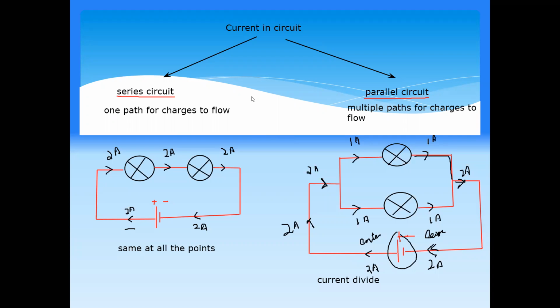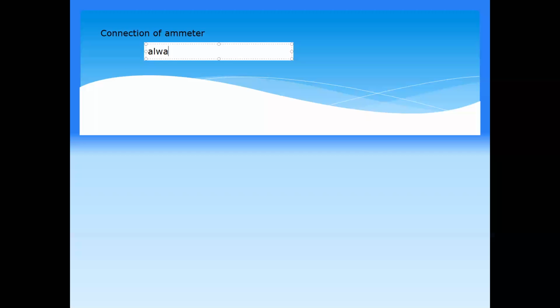If you want to measure the current in the circuit, how can we measure it? We can use an ammeter. So, connection of an ammeter. Sir, is an ammeter the same as a voltmeter? No, an ammeter is for current, a voltmeter is for voltage. If we want to measure the current, we use an ammeter. So for example, ammeters are always connected in series.